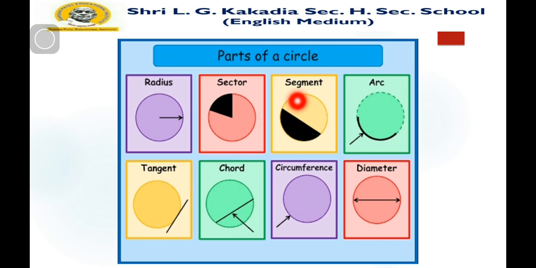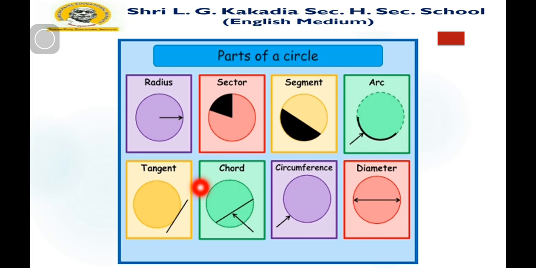As well as the second, segment: if we join a chord and this arc, this part is known as a segment. This is a small part, so it is a minor segment and this is a major segment. Arc: if we take any 2 points A and B, then between these 2 points the circular part of the circle is known as an arc.